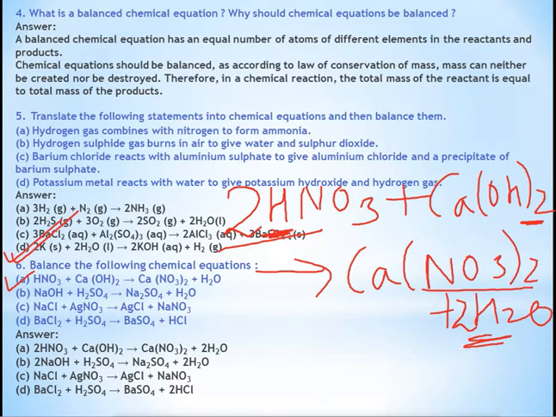Okay, now let's see the oxygen number. 3 times 2 is 6 oxygen and 2 over there, that makes 8 oxygen. On this side, 3 times 2 is 6 oxygen, plus 2, 8. The oxygen number is balanced. Now the equation is balanced. 2HNO3 plus Ca(OH)2 gives Ca(NO3)2 plus 2H2O. So this reaction is balanced now.